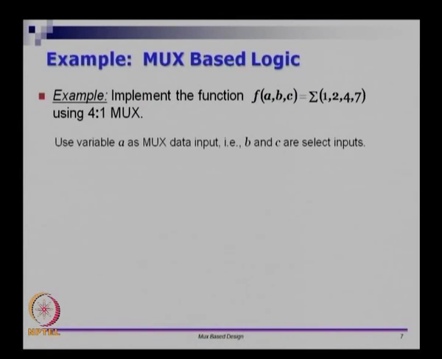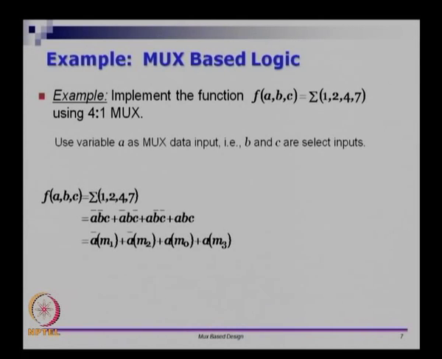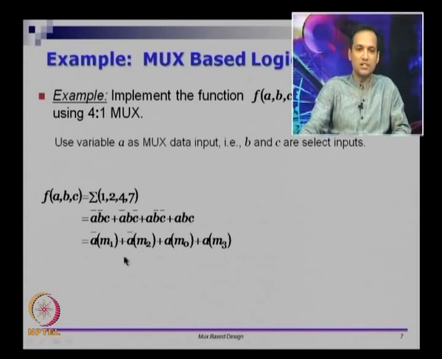So, in this case I am going to use variable A as the mux input, and B and C will be the select inputs. So, I write it as sigma of 1, 2, 4, 7. These are the terms, and I can take things out. A bar into M1. So, B bar C is equivalent to M1 of a 2 variable function. BC bar is M2 of a 2 variable function. B bar C bar is M0 of a 2 variable function, and BC is M3 of a 2 variable function.